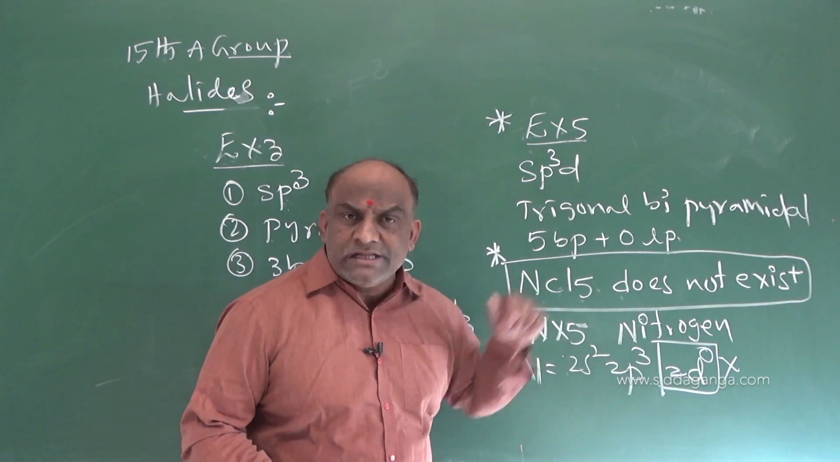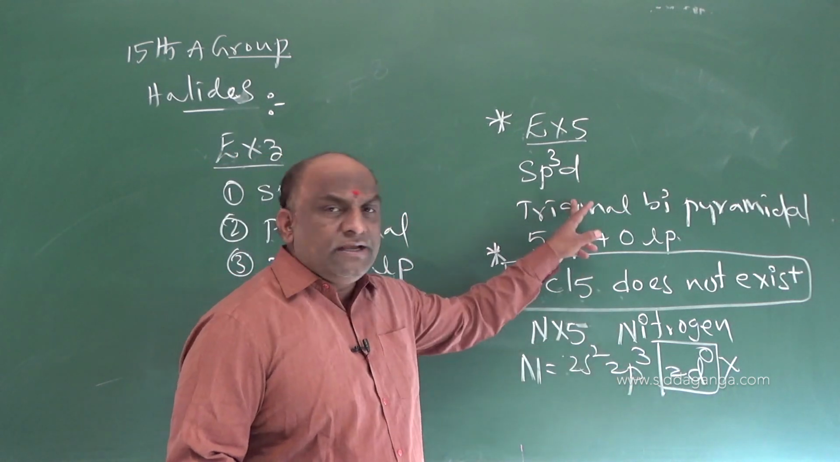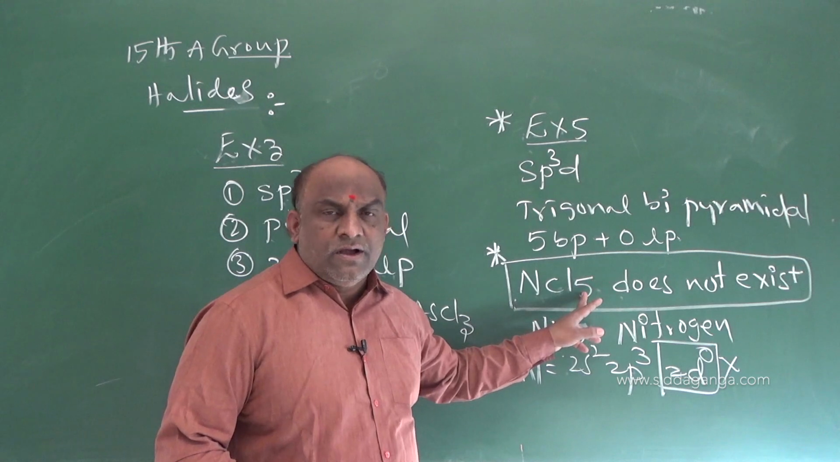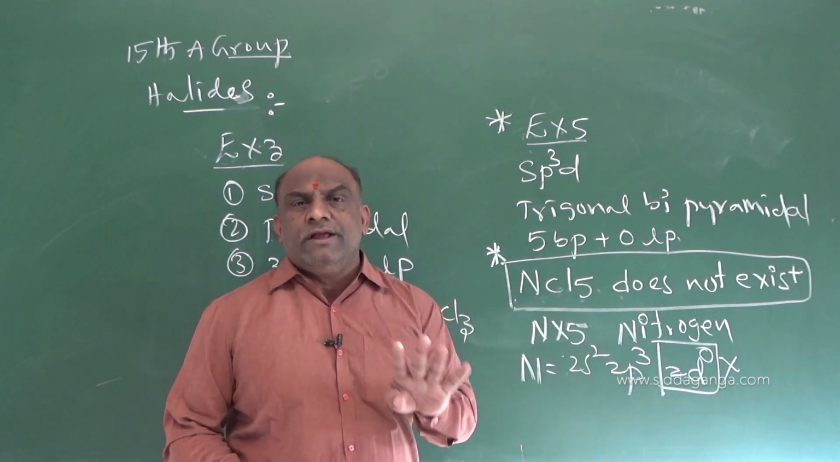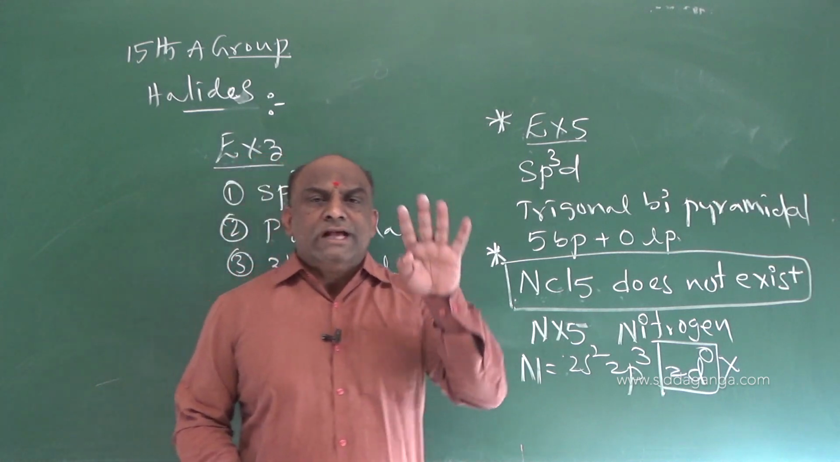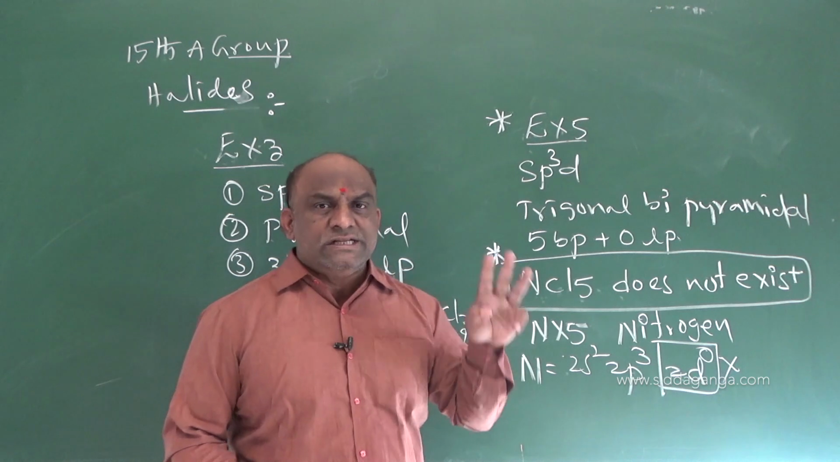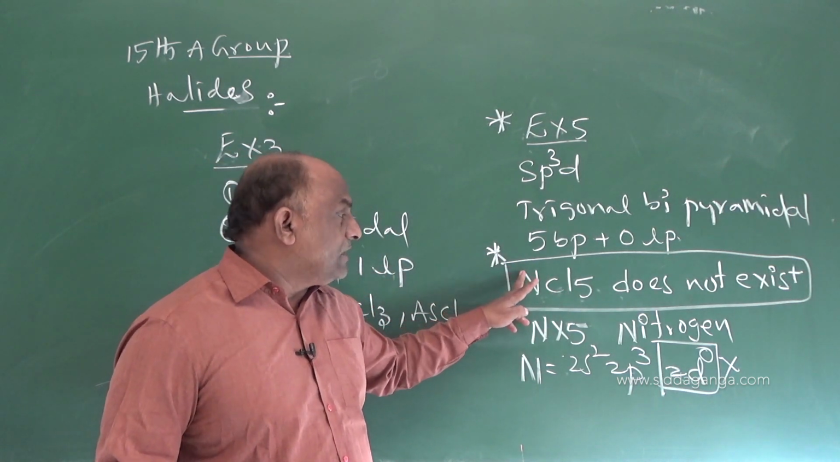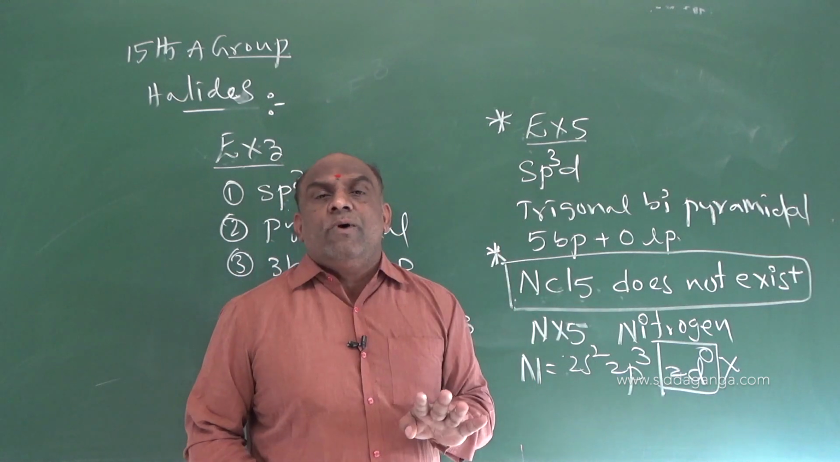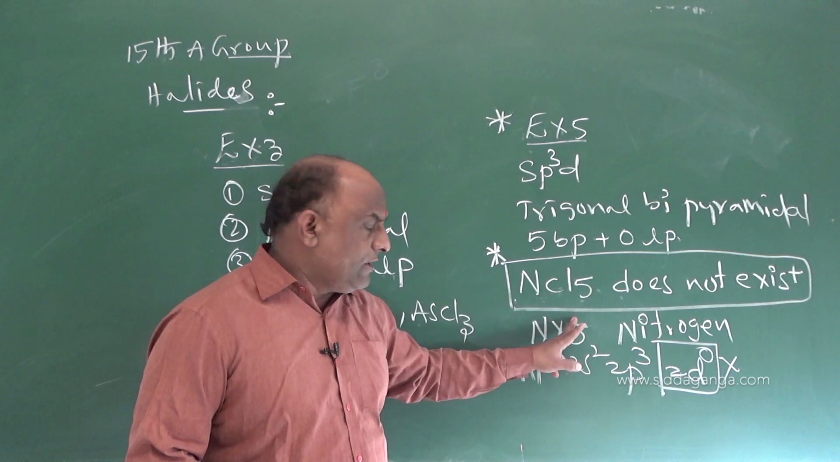If vacant d orbitals are there, then electron splitting takes place, and further it is ready to form 5 bonds. Already we discussed in an earlier class, nitrogen covalency is 4 only. Nitrogen forms a maximum of 4 bonds and a minimum of 3 bonds. With 3 bonds nitrogen is stable. Due to the presence of one lone pair of electrons, the maximum is 4 bonds, so the covalency of nitrogen is 4 only.